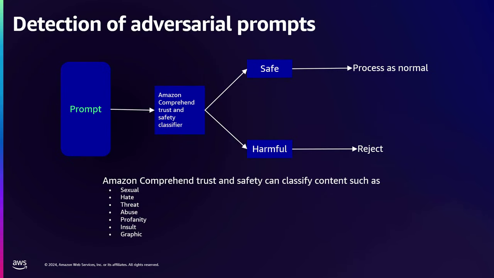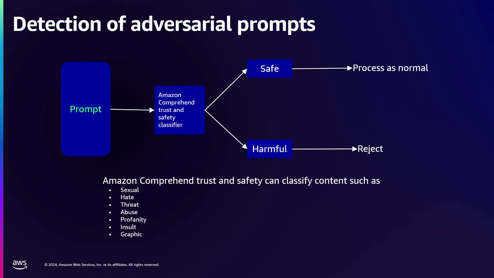Another way is detecting adversarial prompts. This is done by using Amazon Comprehend, which has a trust and safety classifier that you can use. Your prompt can go to Amazon Comprehend Trust and Safety, and these are the few labels, or classes, that it can classify against. Anytime the prompt falls into any one of those labels, we can identify it.